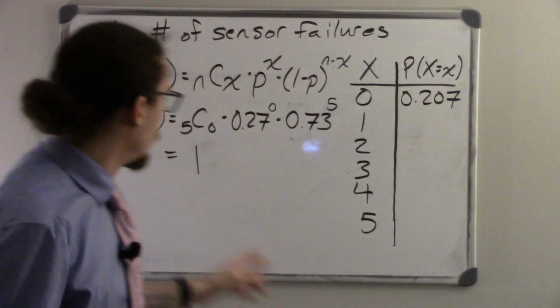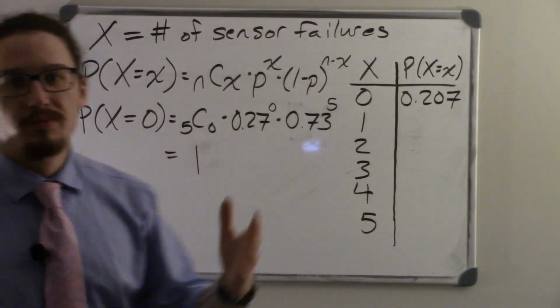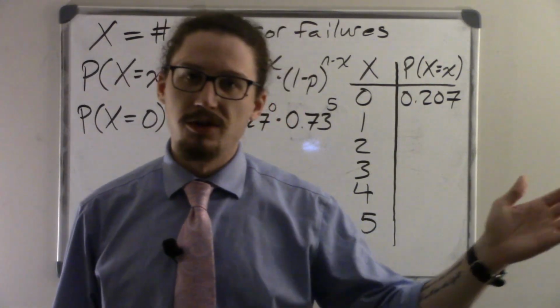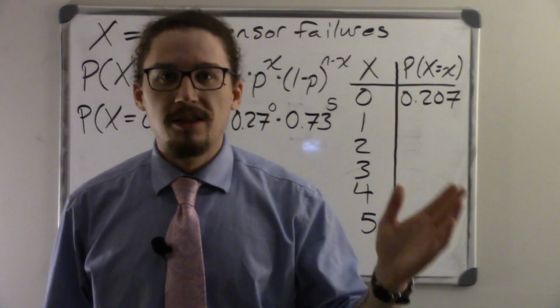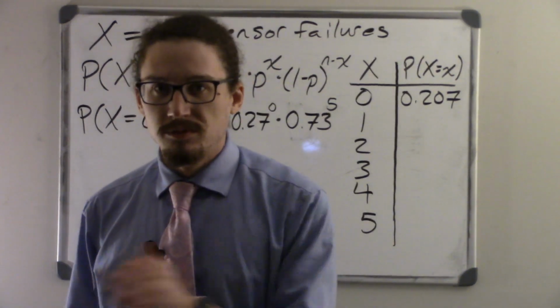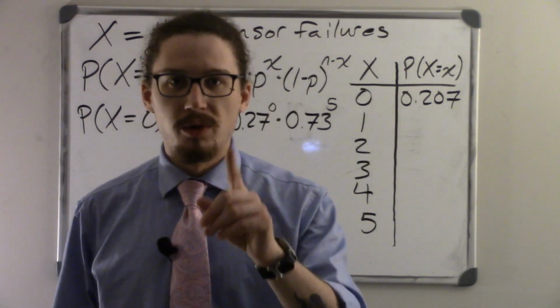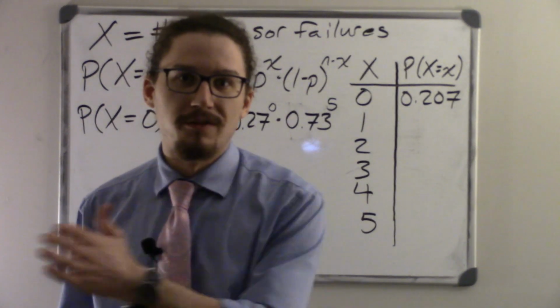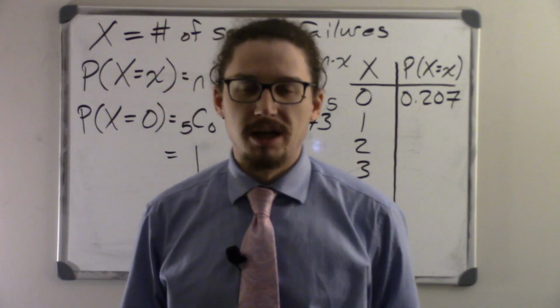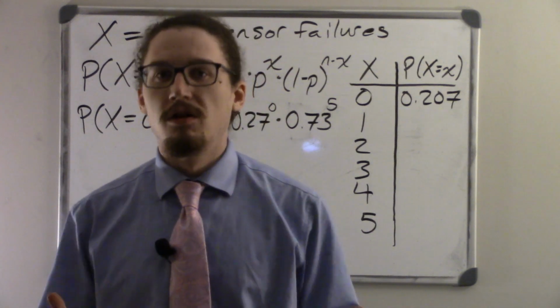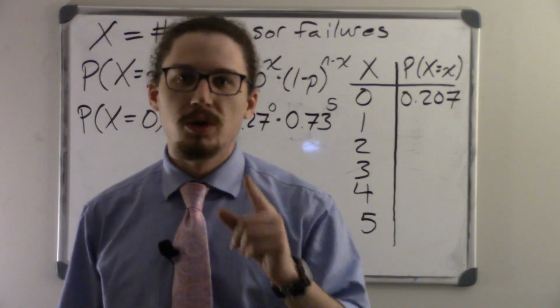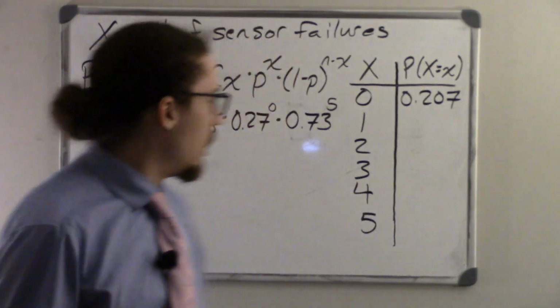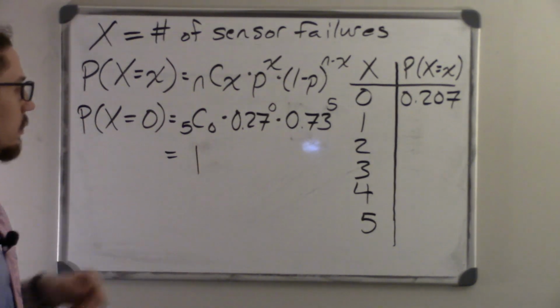I think I said it the opposite way earlier, right? If it's 0, 0 is a failure. So if x is 0, then there are no failures. The only way for none of them to fail, there's only one way. They all have to, none of them can fail. And then the flip side is true for 5. If all 5 of the sensors fail, there's only one way for that to happen.